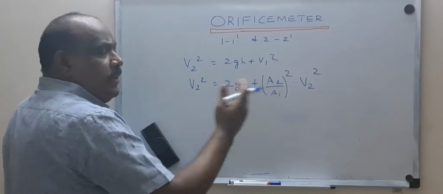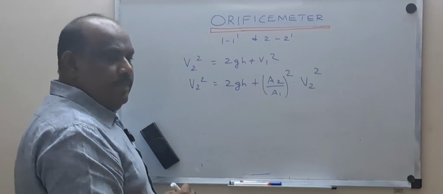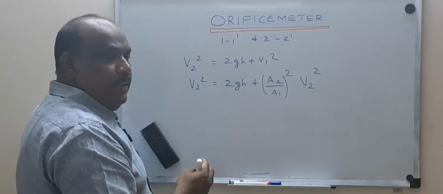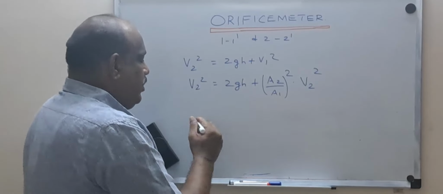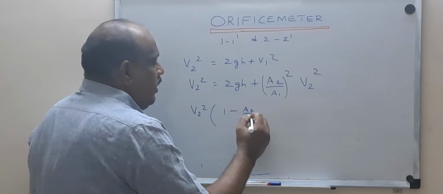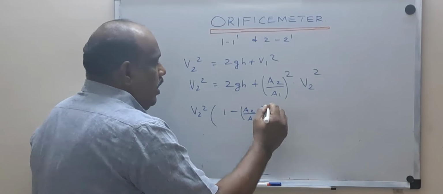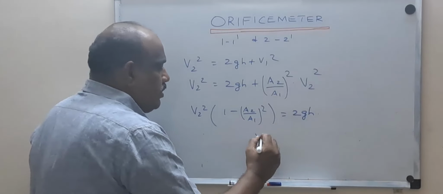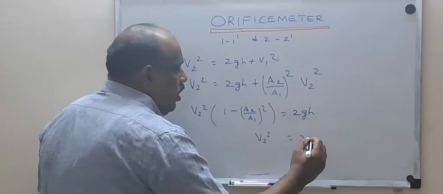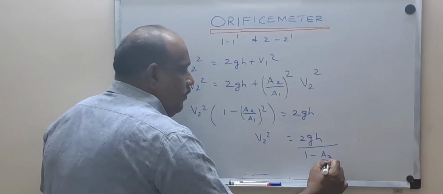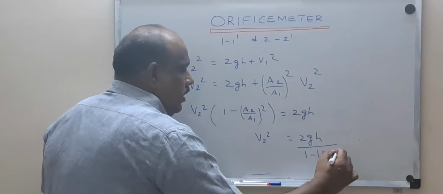Okay. So which term can we take to the other side? This term you can take to the other side. And which one can you take common in these two terms? V2 squared. Very good. So V2 squared into 1 minus A2 by A1 the whole squared equals 2GH. From this, V2 squared will be equal to 2GH divided by 1 minus A2 by A1 the whole squared.